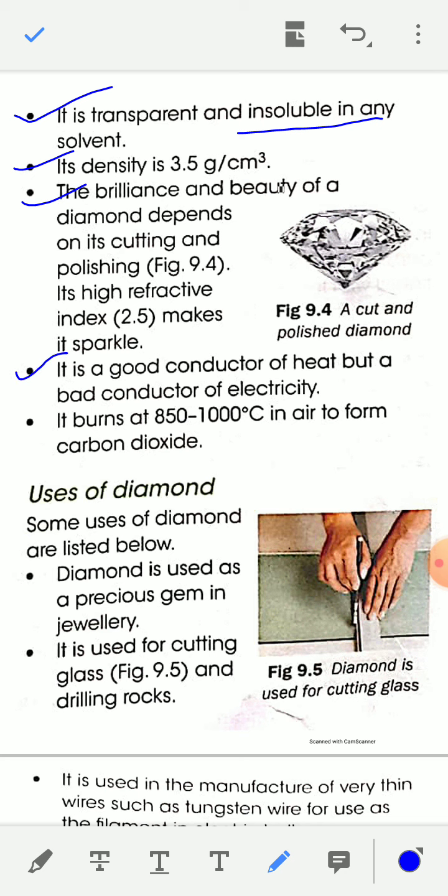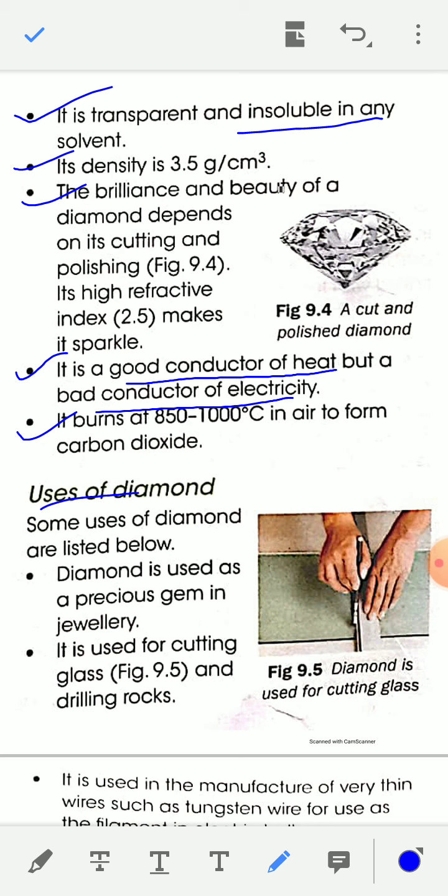It is a good conductor of heat but bad conductor of electricity. Diamond is a good conductor of heat but bad conductor of electricity, and it burns at 850 degrees Celsius to 1000 degrees Celsius in air to form carbon dioxide.